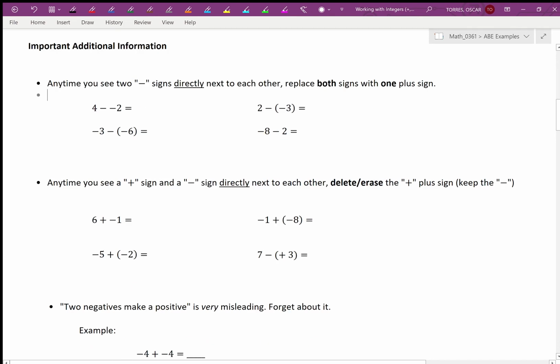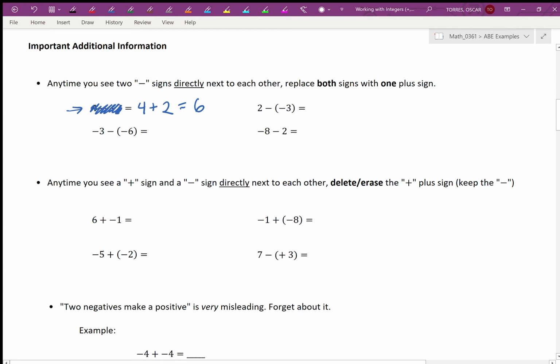Sometimes you'll come across weird looking problems where you have multiple signs right next to each other. Anytime you have an expression where there's two negative or two minus signs next to each other, you want to replace both signs with a single plus sign. For this example here, we have 4 minus negative 2. So we have two of those minus symbols next to each other. We're going to rewrite this expression. We still have a 4 and a 2, but instead of two minus signs or two negative signs, we're going to replace it with a single plus sign. So now this becomes 4 plus 2, and we can ignore the original expression.